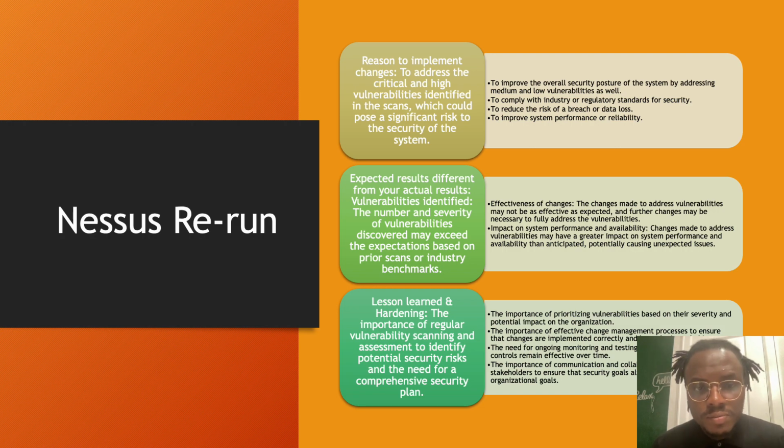Effectiveness of the change: the changes made to address the vulnerabilities may not be as effective as expected, and further changes may be necessary to fully address the vulnerabilities. Impact on system performance and availability: these changes were made to address vulnerabilities, which may have a greater impact on the system performance and availability than anticipated, potentially causing an unexpected issue.